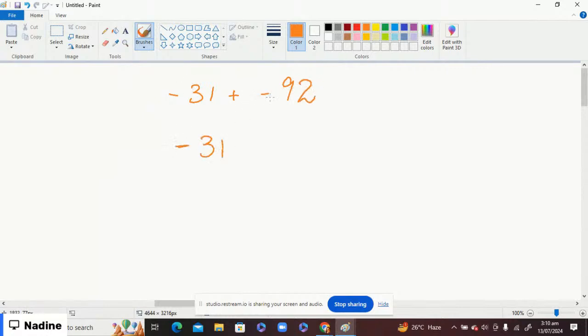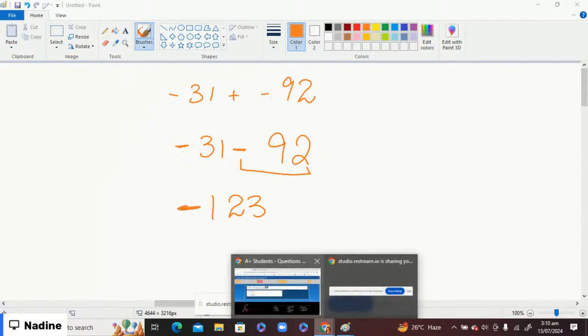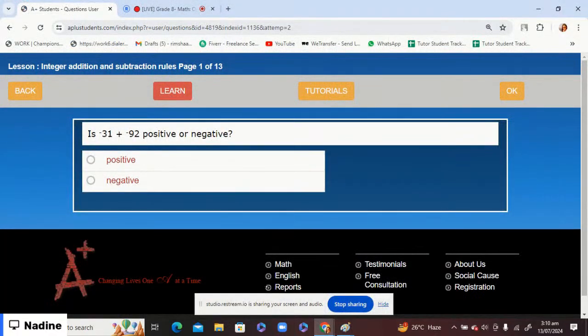Here is plus and minus. So what is the answer of plus and minus? It's minus 92. If there are two minus signs, it means that you are going to add up. So add up, it's 123. But which sign are you going to put with the greatest number? In the greatest number there is a negative sign, so we're going to put minus 123. Okay, so the answer is negative.